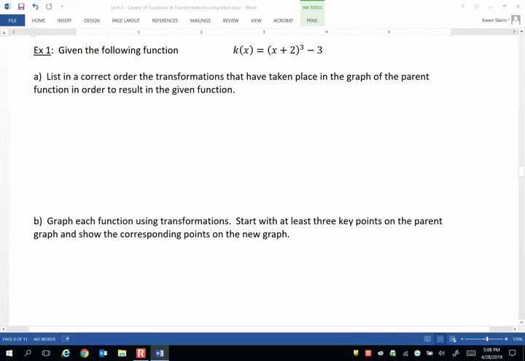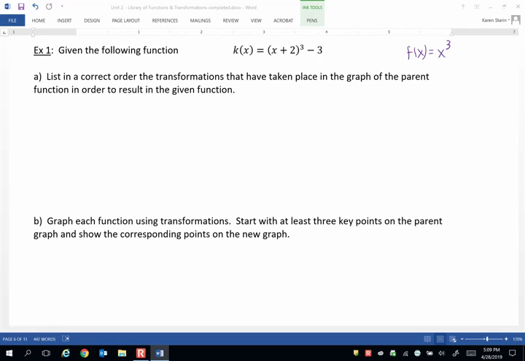Let's do an example with multiple transformations. So given the following function, k of x equals (x plus 2) cubed minus 3. First, note to self, what is my parent function? Well, I'm going to say f of x equals x cubed, because that is what I see in this function k of x. So hang on to that for a minute, but let's list the transformations of that parent function x cubed.